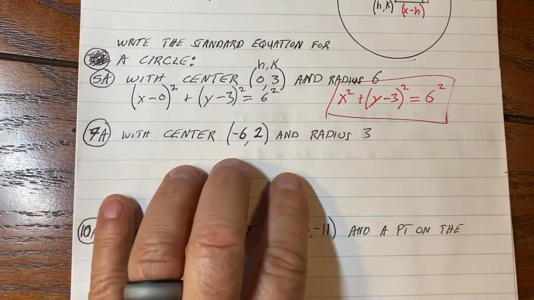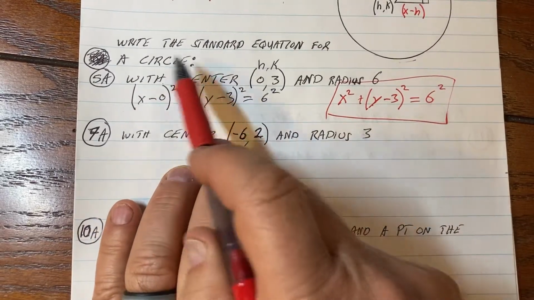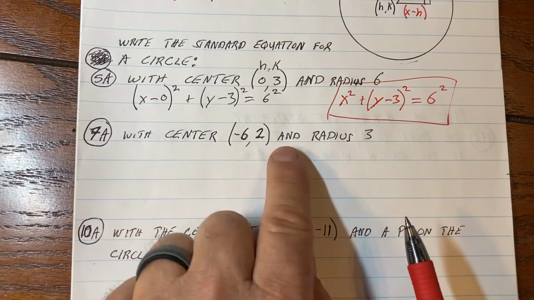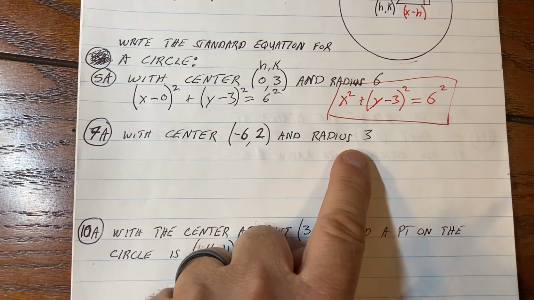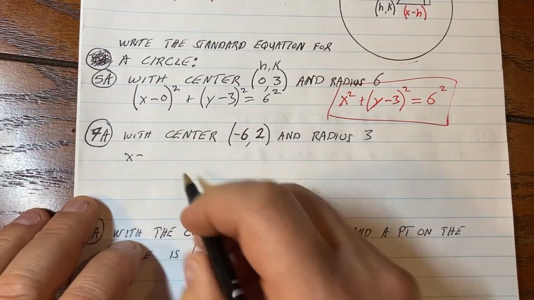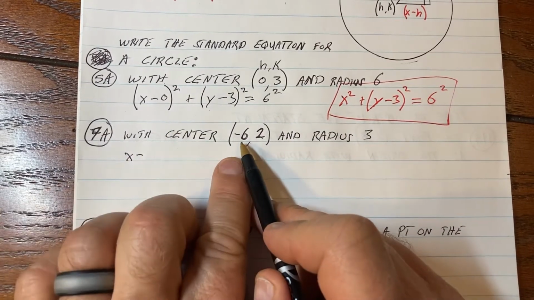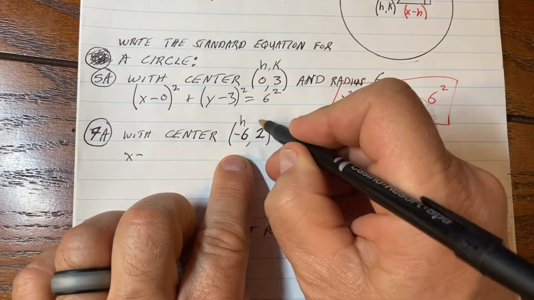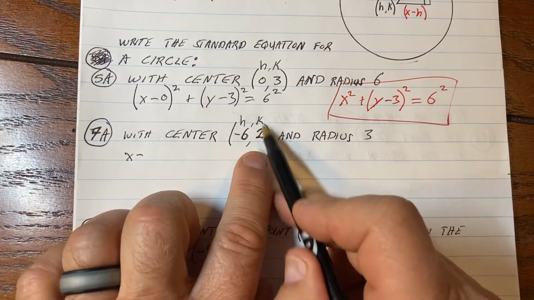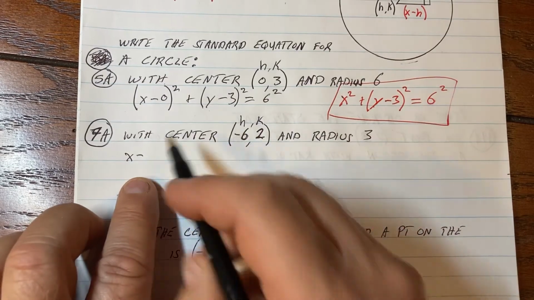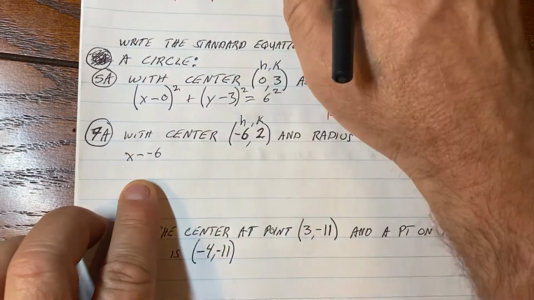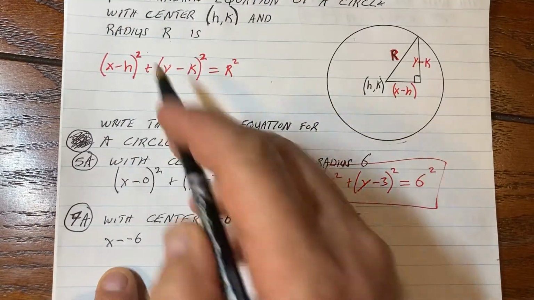Next. Write a standard equation for a circle with the center negative 6, 2 and a radius of 3. Okay, same formula. X minus, here's your center, it's h, k. H is the x value, k is the y value. H is going to be negative 6. And then we square it.